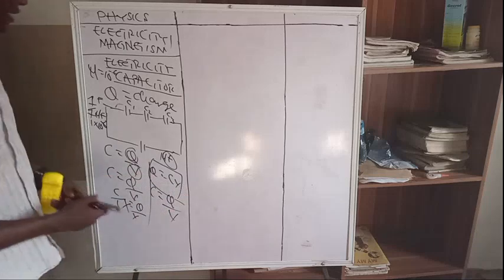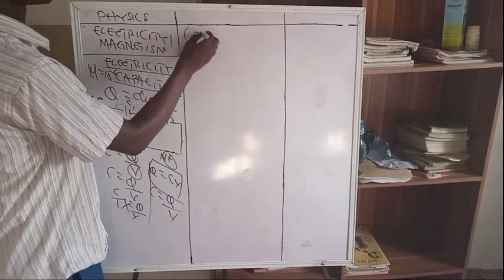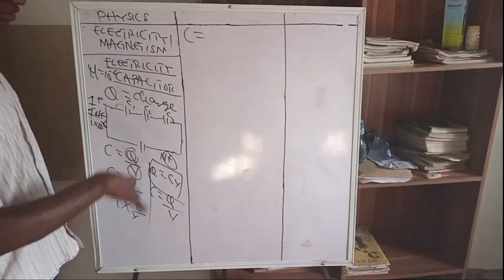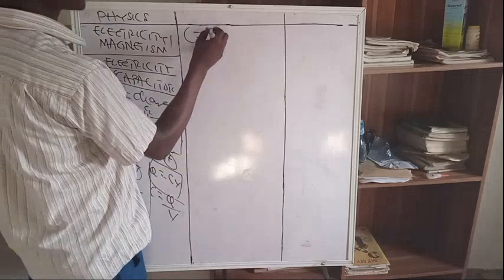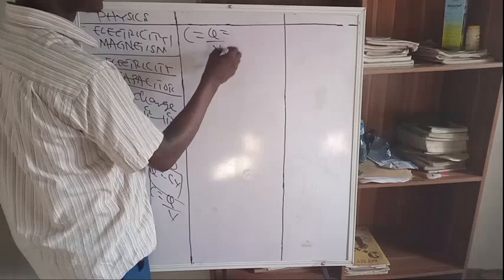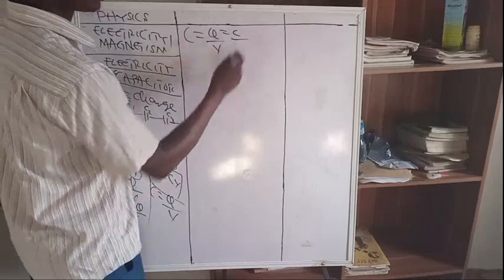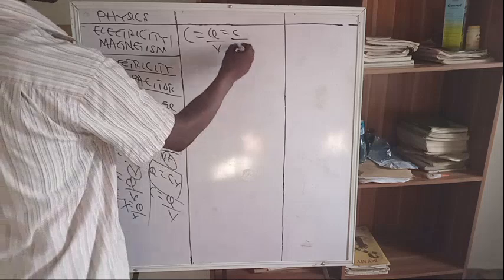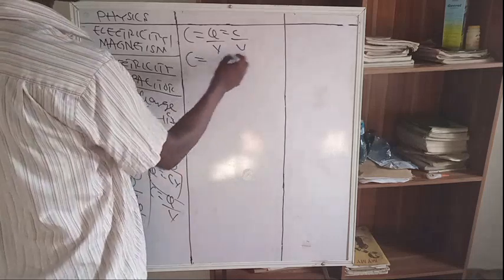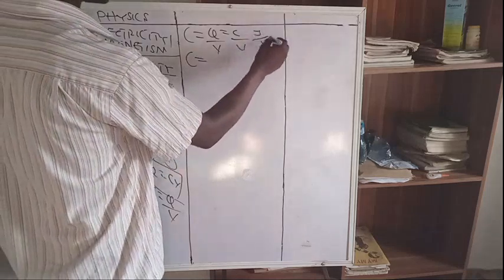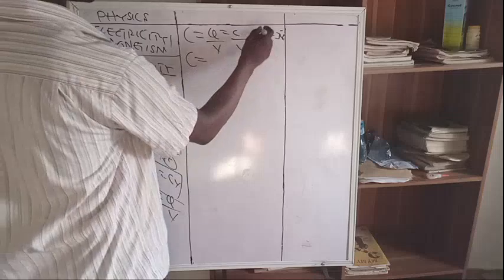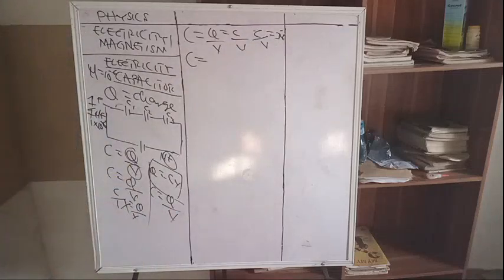So, if that is the case, what is my capacitance measured in? If we are to determine the capacitance, once I say capacitance is defined as the ratio of charge per voltage, your charge is measured in coulomb, and your voltage is measured in volts. So you have capacitance is equal to coulomb per volt, that is C V minus 1.